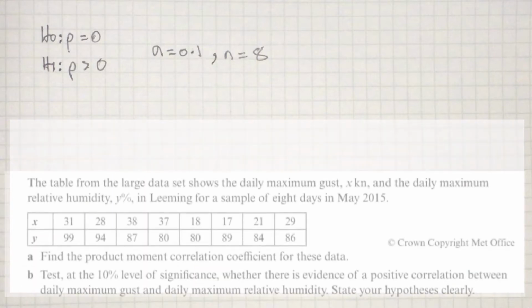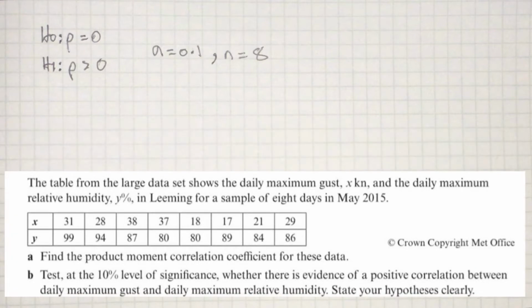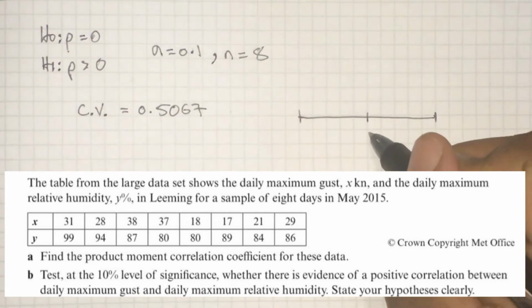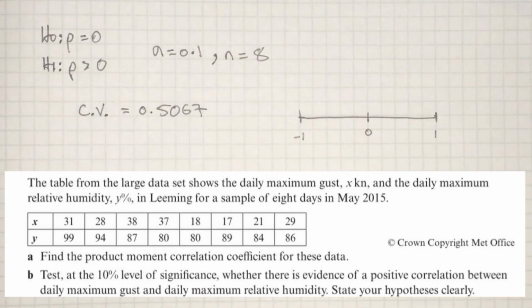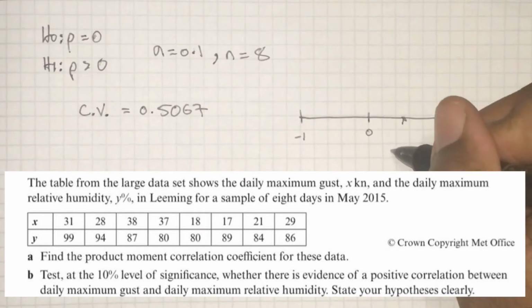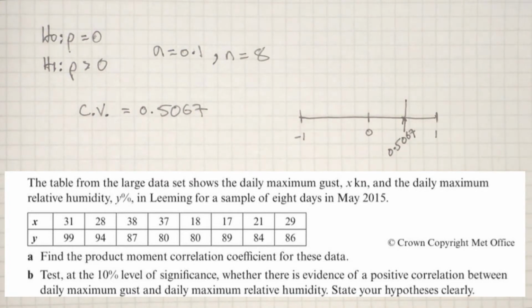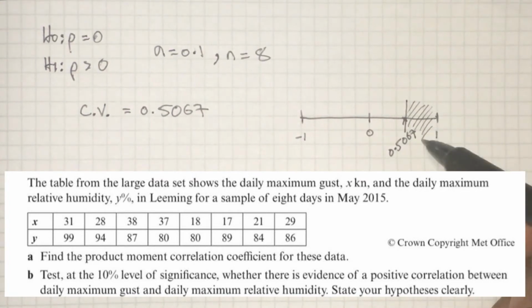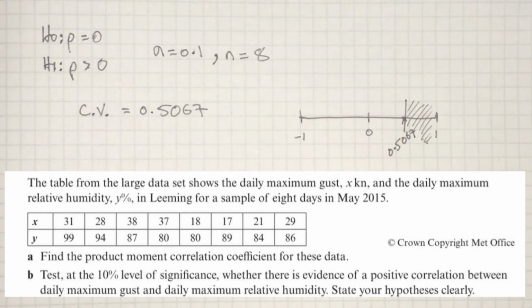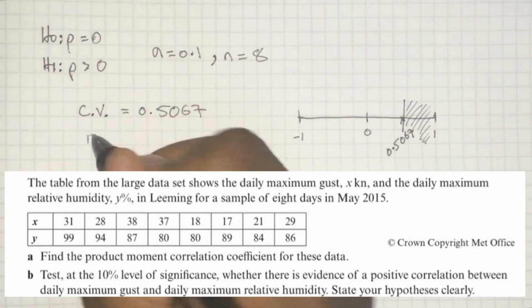If our sample correlation coefficient, if our value for r is stronger than that boundary limit, stronger than that critical value, then we have a significant result. We will have evidence to reject H0. So getting back to our example, I'm going to quickly give myself a representation of the correlation coefficient spectrum. I'm going to mark on the critical value, 0.5067. Once again, any r value that I calculate that is stronger than my critical value will lead me to reject H0.